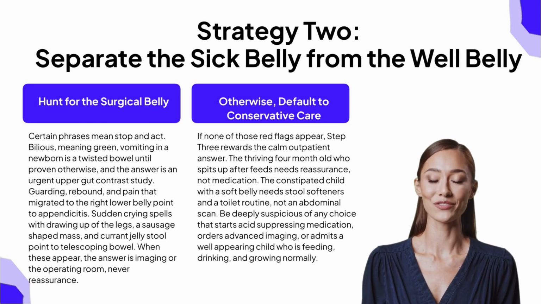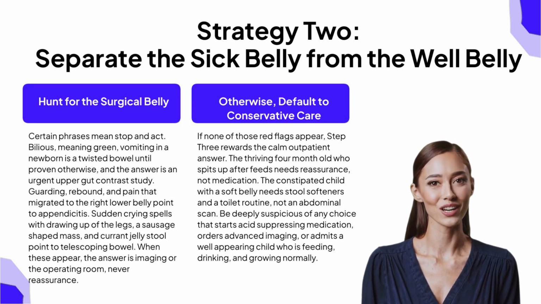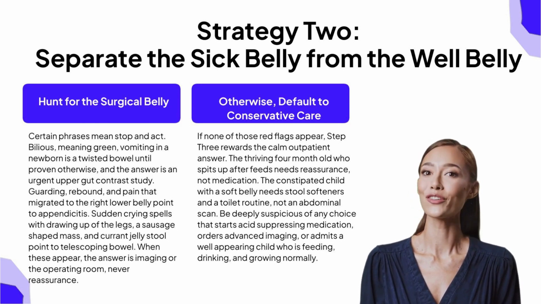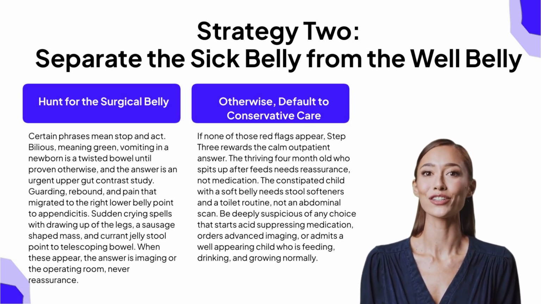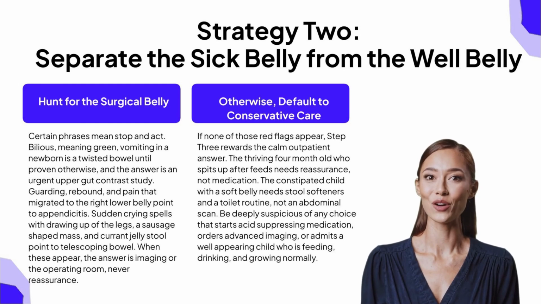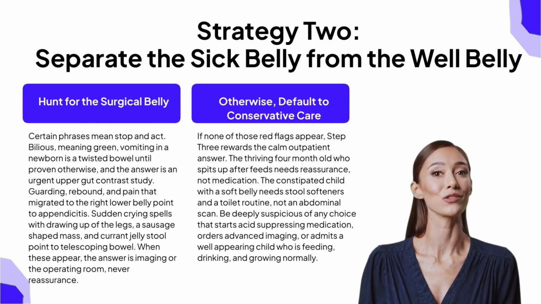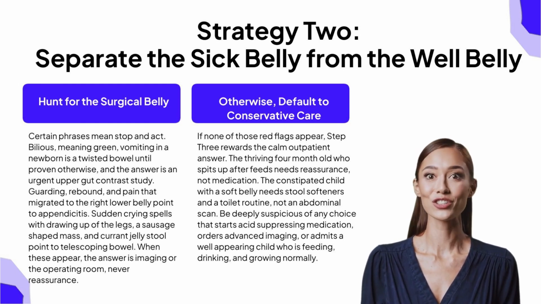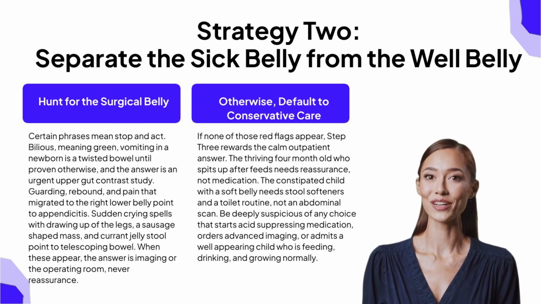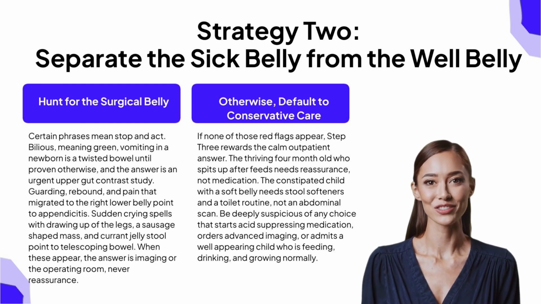Now, if none of those red flags appear, flip your mindset, because Step 3 rewards the calm outpatient answer. The thriving 4-month-old who spits up but is growing along his curve needs reassurance and thickened feeds, not medication. The constipated child with a soft belly needs stool softeners and a toilet routine, not a scan. Be suspicious of any choice that starts acid-suppressing medication, orders advanced imaging, or admits a well-appearing child who is feeding, drinking, and growing normally.